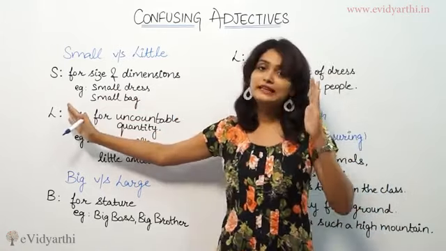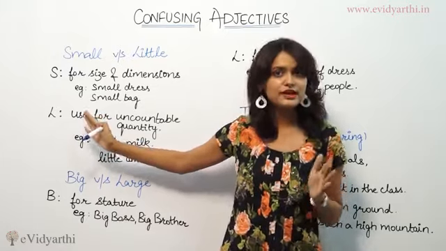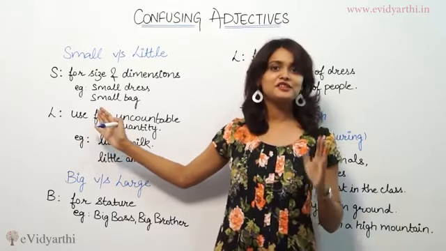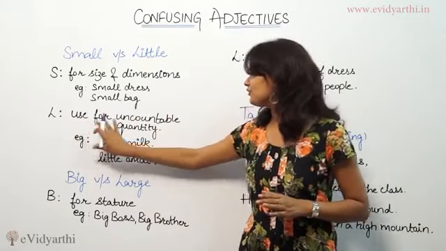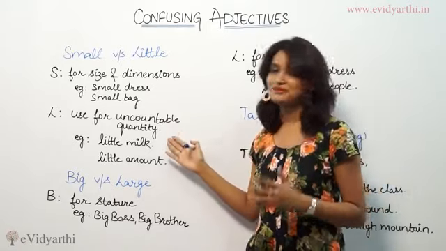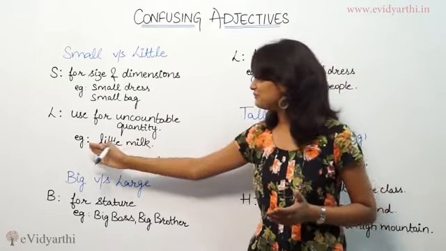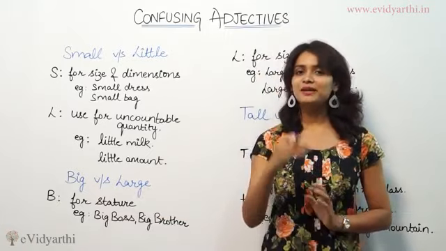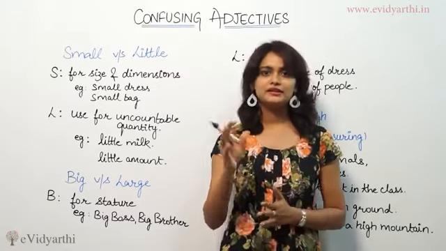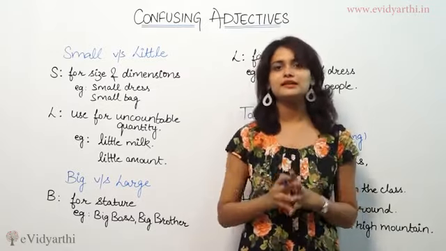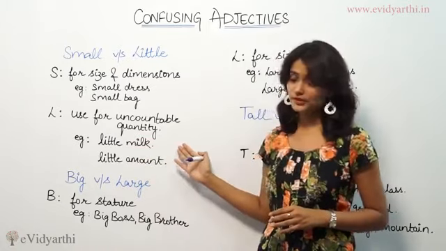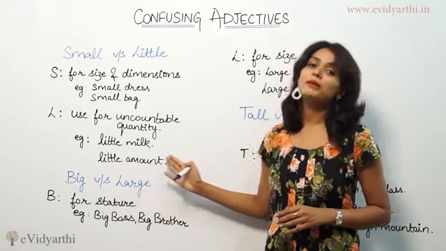But the word little also carries the same meaning. So to clear up the confusion, let's learn the use of little. Little is used for uncountable quantity. Explaining more, suppose you're making tea for me and you ask me, how much milk would you like to have? I say, little milk. Little milk means give me some amount of milk, a little amount of milk.